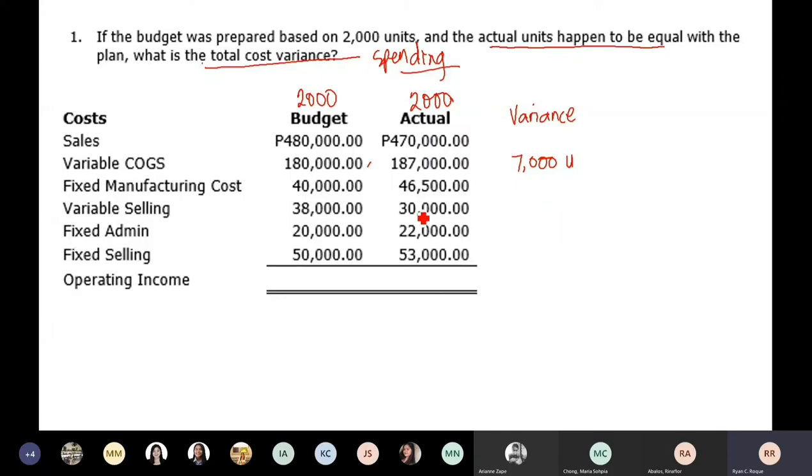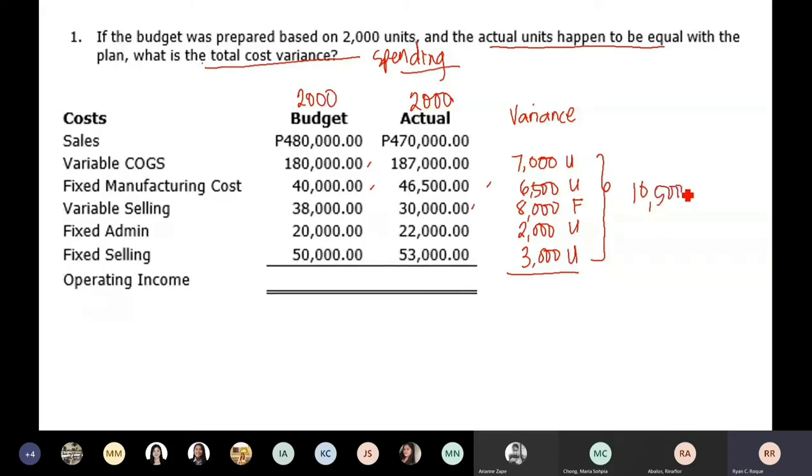Okay, and then after that, fixed manufacturing cost, 6,500 ang difference natin. We expected 40, but the actual is 46.5. Mas malaki, unfavorable ulit. Variable selling natin, 8,000. Pero mas mababa yung actual, ito ay favorable. How about the fixed admin? 2,000, mataas ang actual, unfavorable. Ang fixed selling natin, 3,000, mataas ang actual, unfavorable. Kaya naman, ang total spending variance natin ay yung pinagsama-samang lahat ng variances na to. So, magkano ito? That would be 10,500 unfavorable. Kasi mas malaki yung mga U. So, 7 plus 6.5 plus 2 plus 3 minus 8. So, 10,500 U is our spending variance.